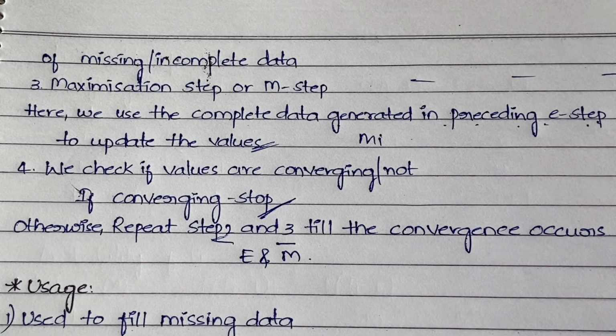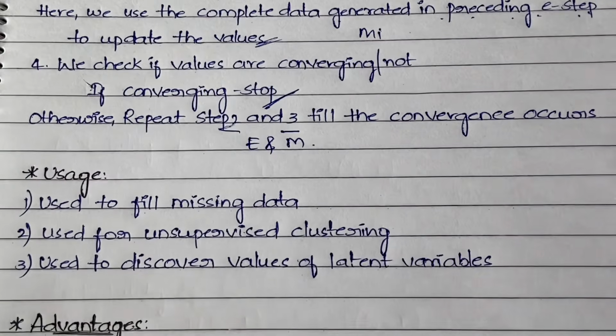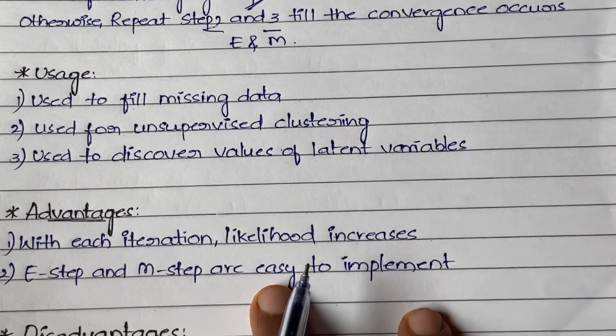Okay, expectation in the sense, you need to fill up the missing data, and in maximization you need to update the complete data. So if there are any changes, all those changes are to be updated, and once you do the updation task, you have to check for the convergence among the data. If the values are converging, then you can stop. If the values are not converging, then you need to repeat the process again and again until you find a convergence.